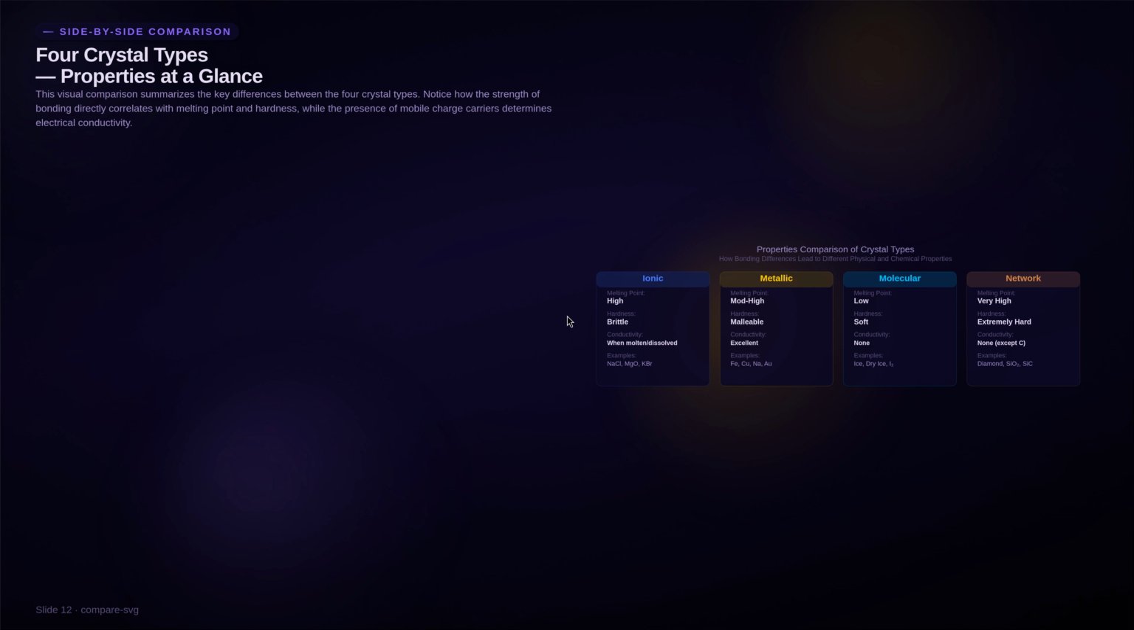Notice how the strength of bonding directly correlates with melting point and hardness. Ionic crystals conduct only when molten. Metals always conduct. Network and molecular crystals never conduct in any state.